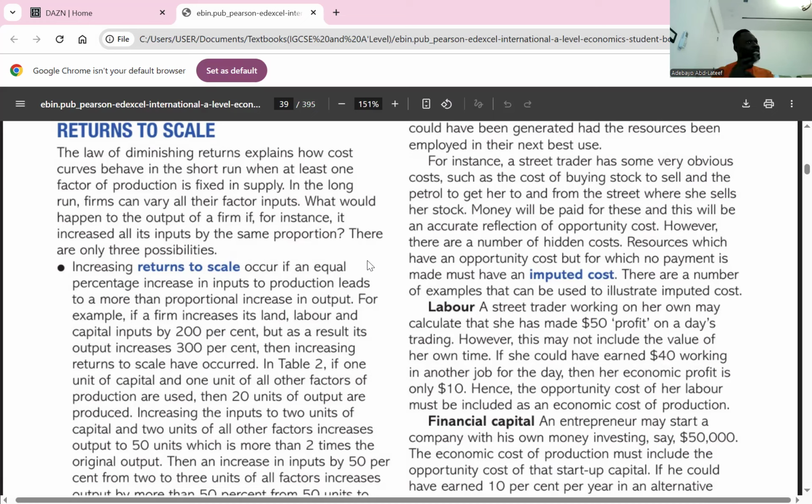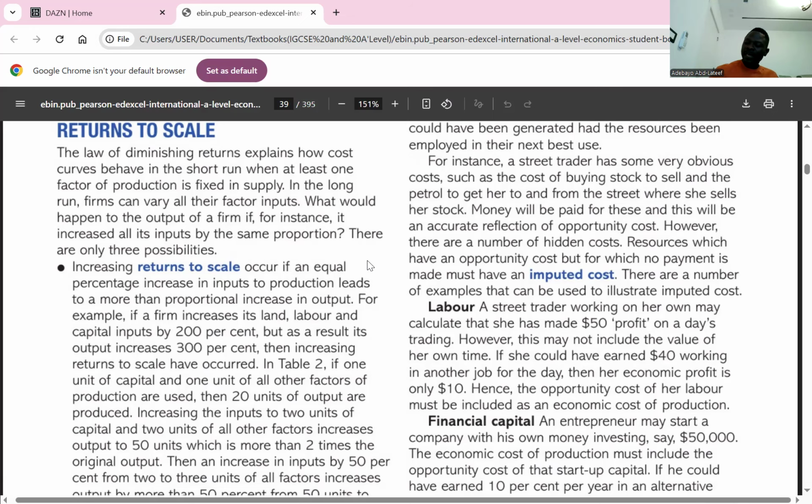So what does returns to scale simply mean? I wrote, this applies to how a firm's output changes when all inputs are increased or decreased proportionally in the long run. So how output changes over time in the long run. That is what we call returns to scale. Any question about returns to scale? No. So now, what are the three possibilities in the long run?